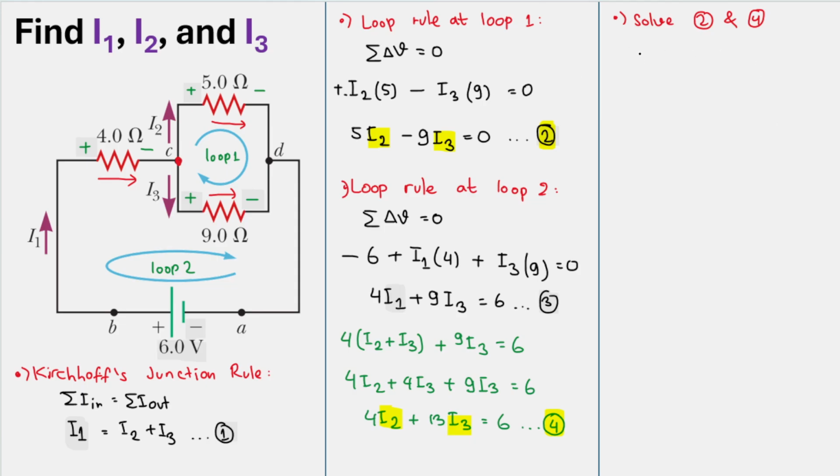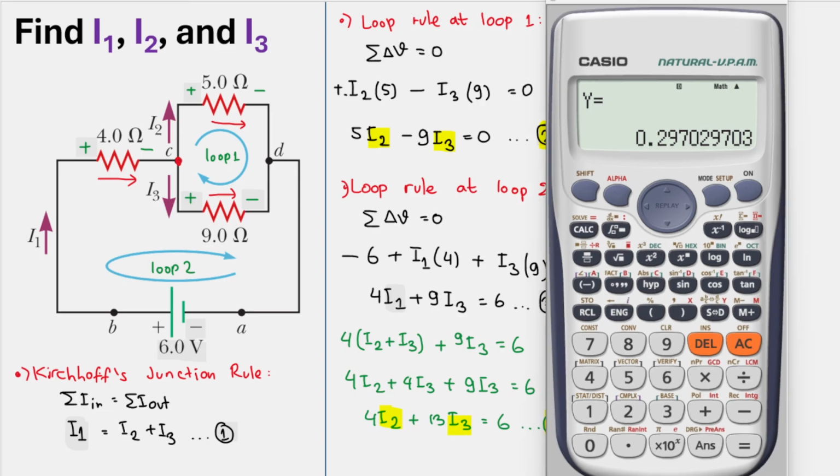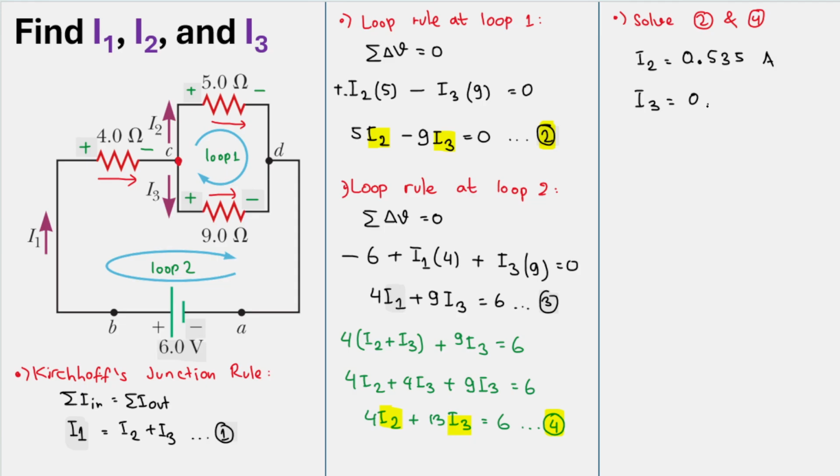Okay, what is I2? I2 is 0.535, and the unit here will be in ampere. And then what is I3? I3 is the y value, right? So we will have 0.297, and the unit is in ampere.